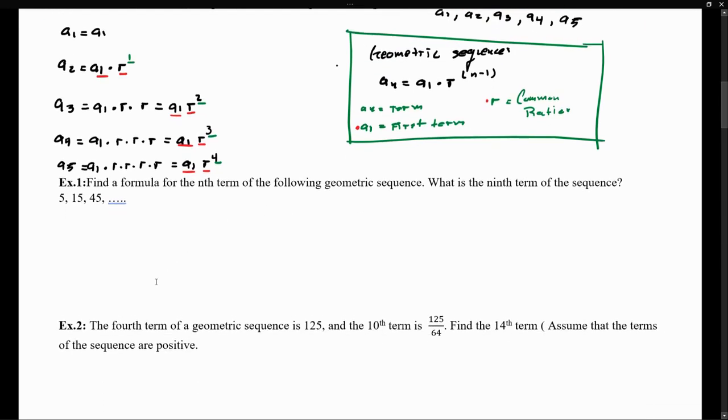Let's find a formula for the nth term of the following sequences. And once we have done that, let's find the 9th term of the sequence. Again, to define an explicit equation, which is exactly what we're asking here, find the formula for the nth term of the sequence, it's just saying define a geometric sequence. All we've got to do is define the first term, which in this case we know is 5, and find the common ratio.